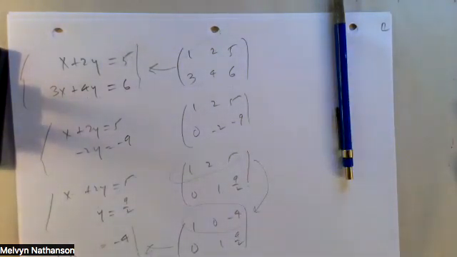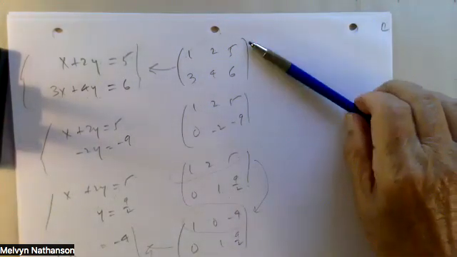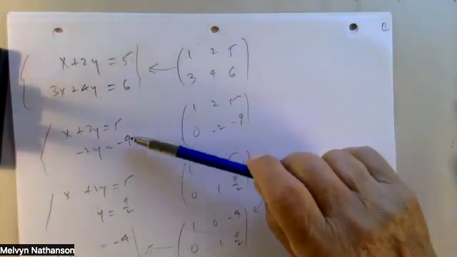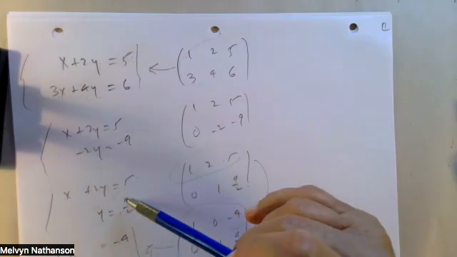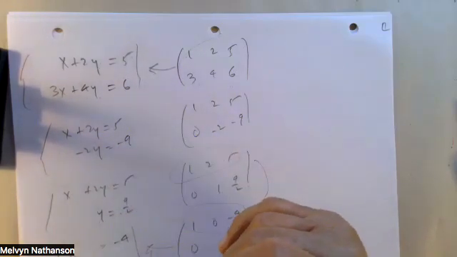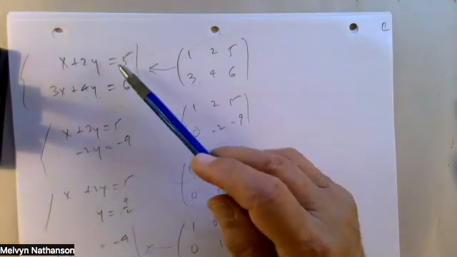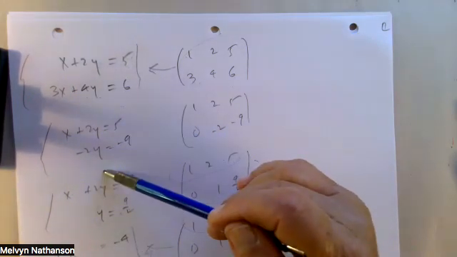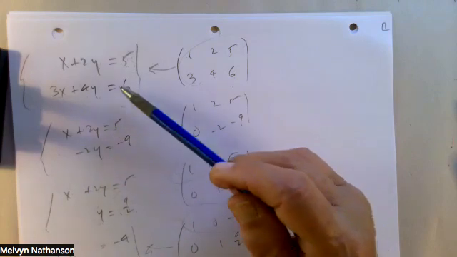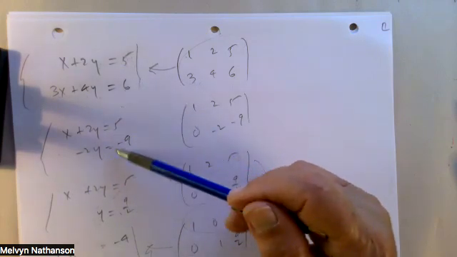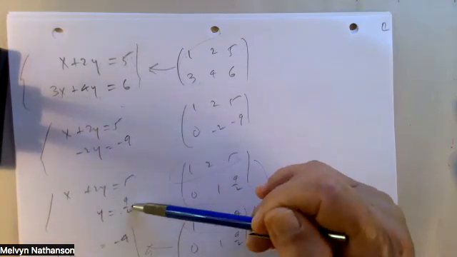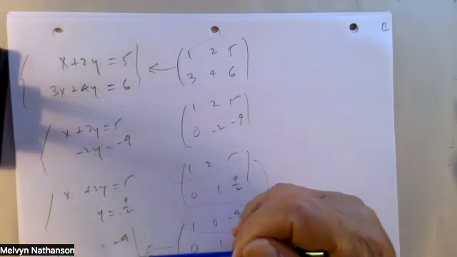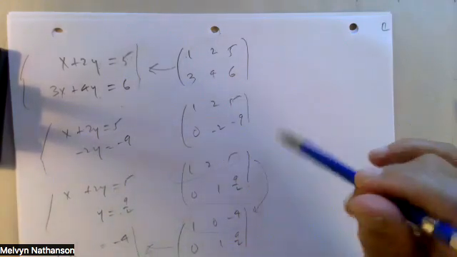Y equals 9/2. The 9/2 came from dividing by minus 2. I'm going step by step. From here to here, I subtracted 3 times the first row from the second. I didn't change the first row. From here to here, I multiplied the second row by minus 1/2. From here to here, I added minus 2 times the second row to the first.